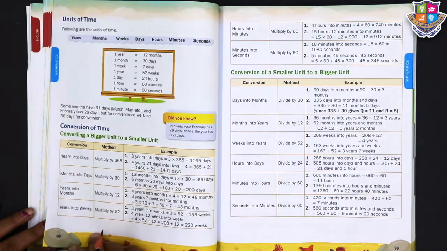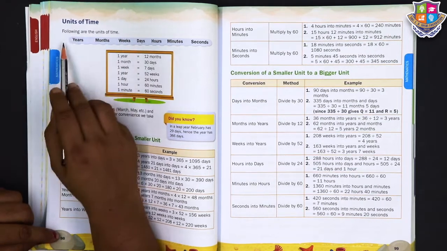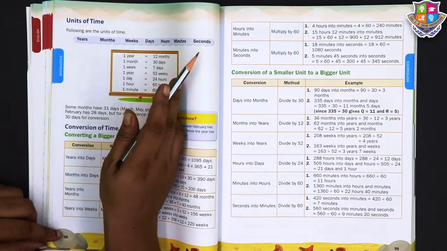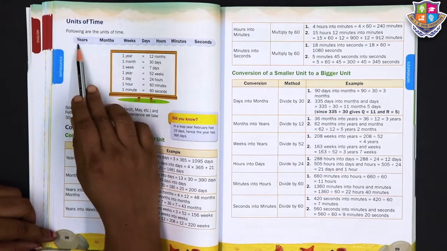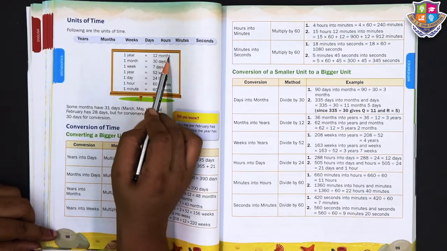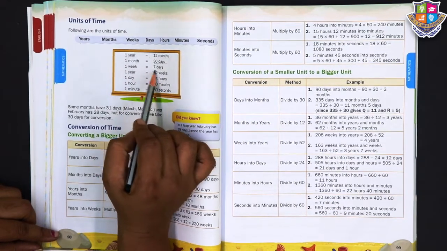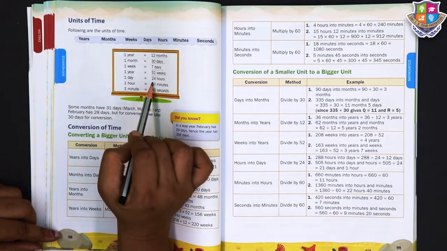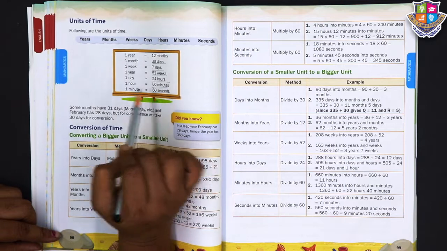Now, units of time. Following are the units of time: years, months, weeks, days, hours, minutes, and the last one is seconds. The smallest one is the second, and the biggest one is the year. You know the relation between them. 1 year is equal to how many months? 12 months. 1 month is equal to 30 days. 1 week is equal to 7 days. 1 year is equal to 52 weeks. 1 day is equal to 24 hours. 1 hour is equal to 60 minutes, and 1 minute is equal to 60 seconds.